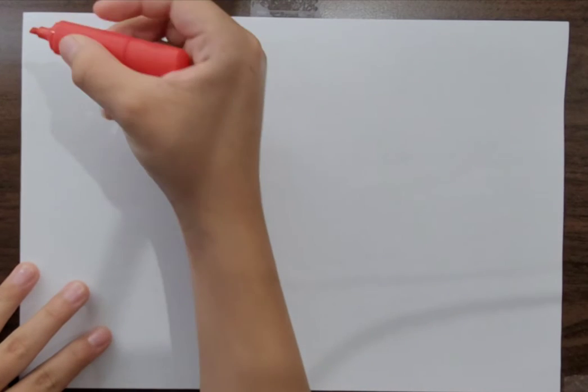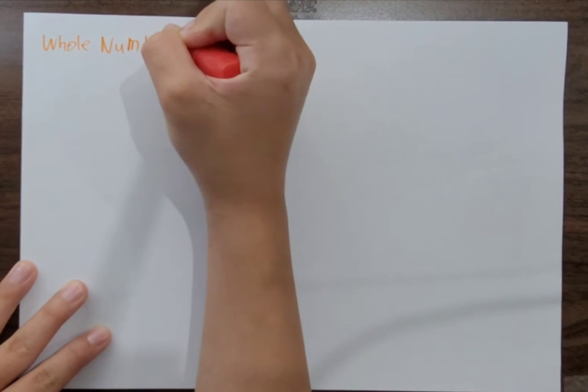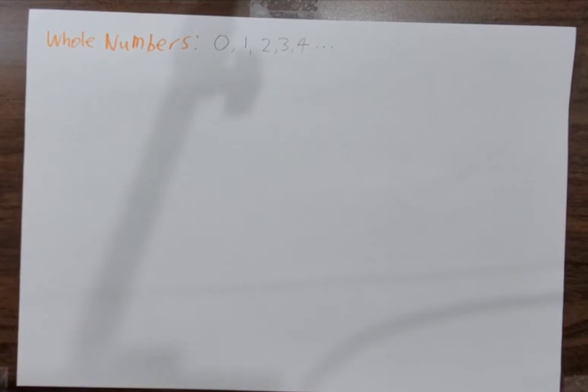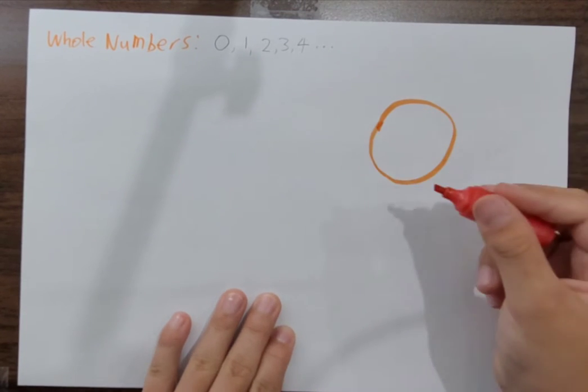Let's start. So firstly, I will tell you each of the types of numbers. First, the whole numbers. Now, what is a whole number? A whole number is a number with no fractional or decimal part, and it cannot be negative, such as 0, 1, 2, 3, 4, and so on. And in the graph I will show you right now, these are the whole numbers.